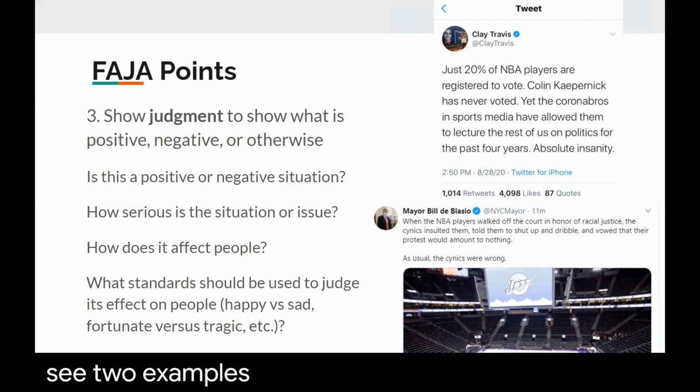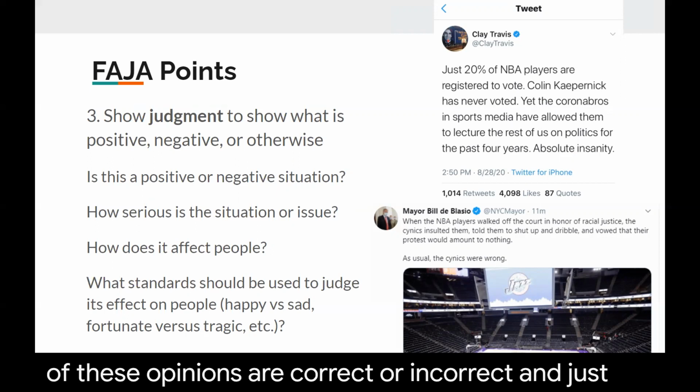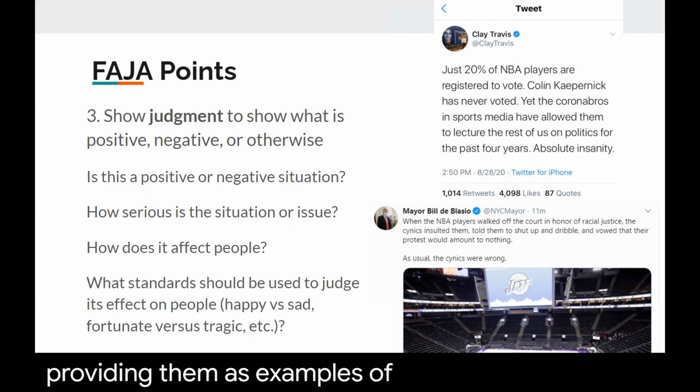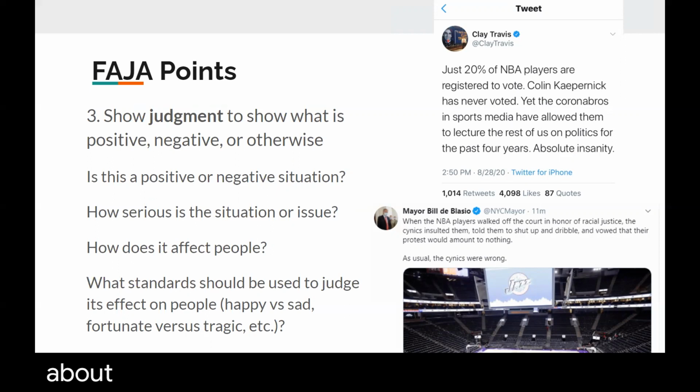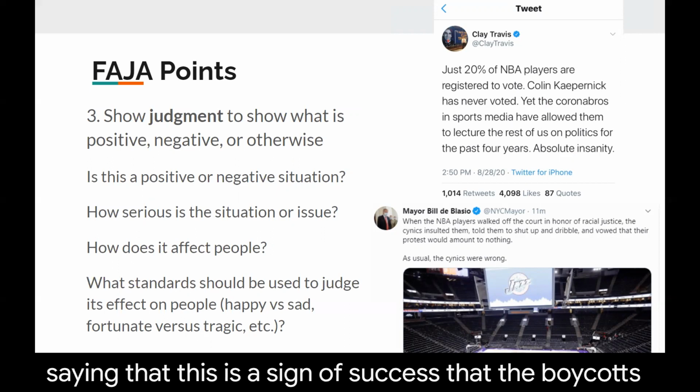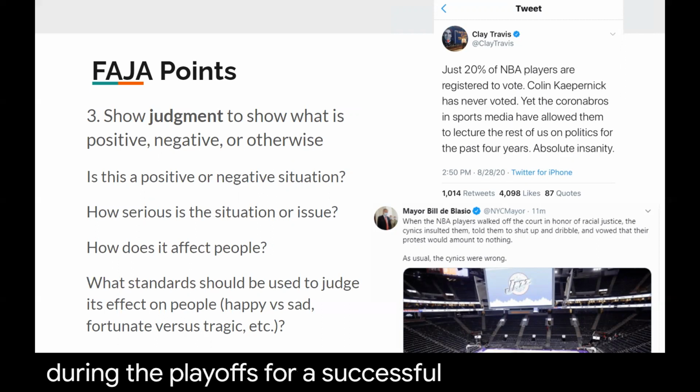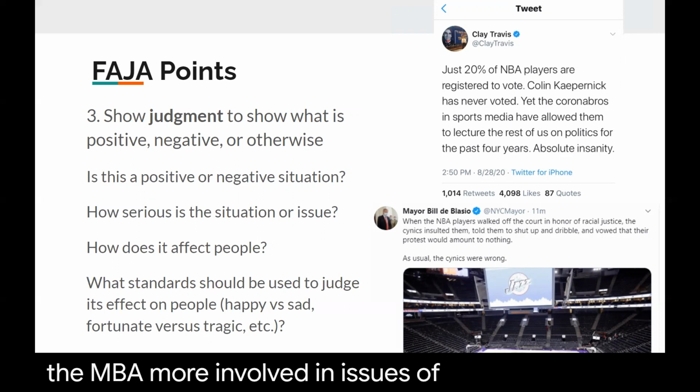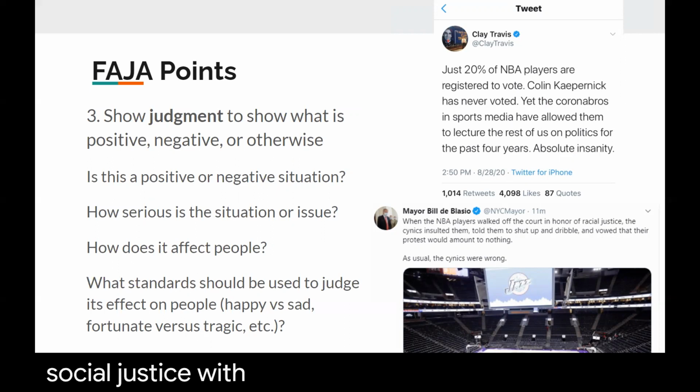So you can see two examples here, and I'm not saying that either of these opinions are correct or incorrect. I'm just providing them as examples of media writing. You first have Clay Travis, who claims that NBA players themselves are not registered to vote and therefore should not be involved in lecturing people about politics. While you have a politician who is saying that this is a sign of success, that the boycotts during the playoffs were a successful attempt to get the NBA more involved in issues of racial justice and social justice within our country through the addition of their arenas as voting places.